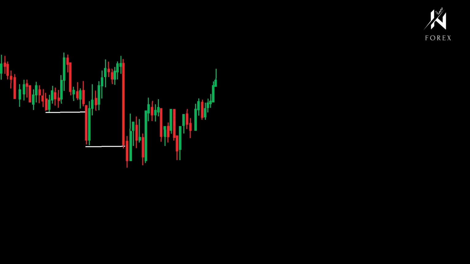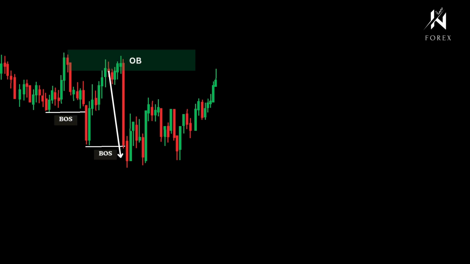Live chart example: GBP/JPY, 15-minute time frame. Let's walk through a real-time trading scenario on the GBP/JPY 15-minute chart, focusing on market structure, order blocks, and liquidity dynamics.